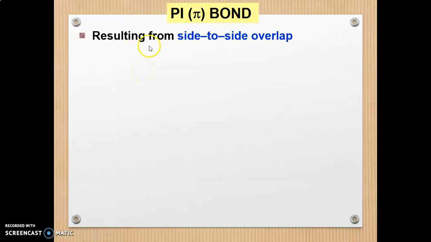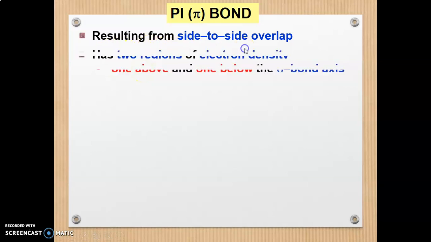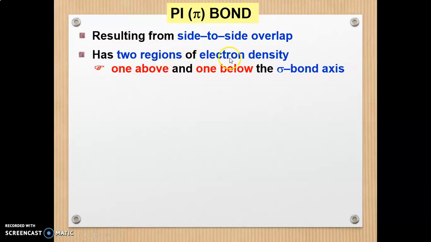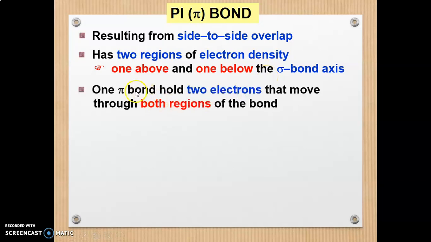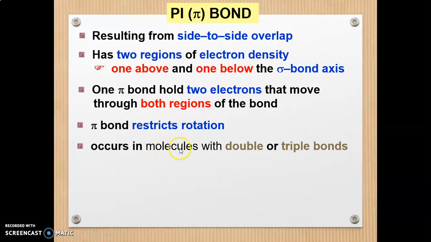Pi bond, resulting from side-to-side overlap, has two regions of electron density, one above and one below the sigma bond axis. One pi bond holds two electrons that move through both regions of the bond. Pi bond has restricted rotation. It occurs in molecule with double or triple bond.